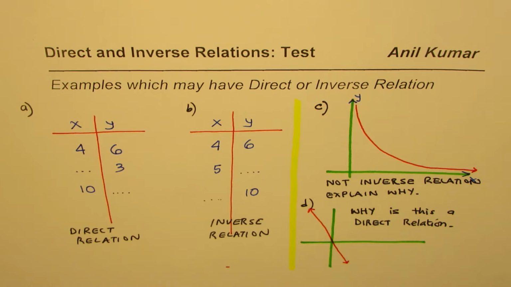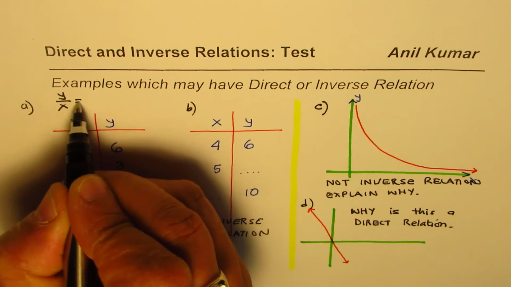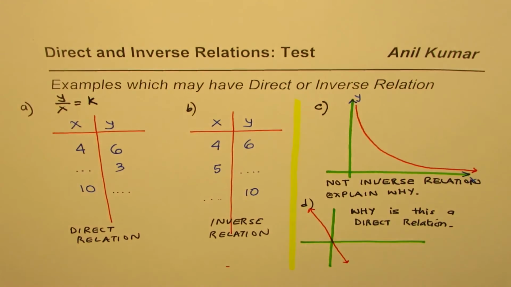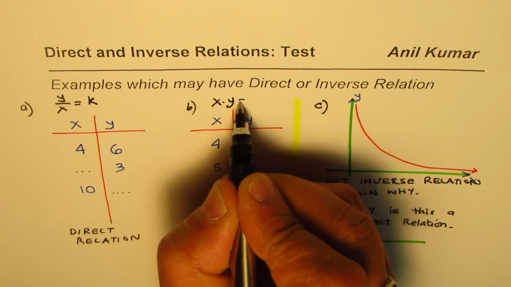You can pause the video, answer the questions, and then look into my suggestions. I'll just give you a hint. I'm not going to solve these questions. For this one, if I say it is a direct relation, you should remember one thing: for a direct relation, the ratio y over x is constant. If I want the relation to be inverse, then the product x times y is a constant.